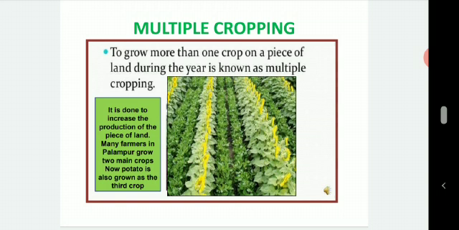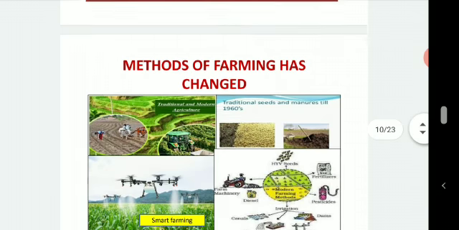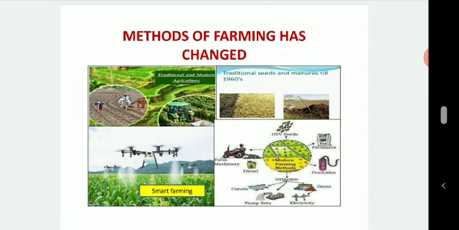Multiple cropping is the process of growing more than one crop on a piece of land during the year. This system is adopted to increase production on a given piece of land. This slide will show you how the process of farming has changed. One part of the slide shows the traditional way of farming, and at the bottom you find smart farming, the recent one, showing how AI is helping in farming.